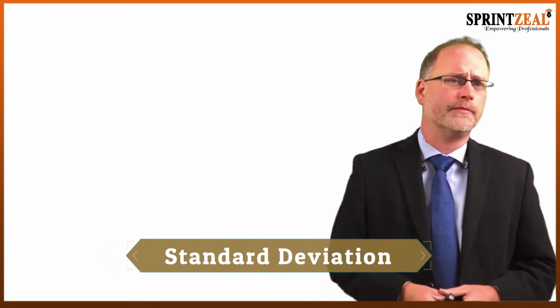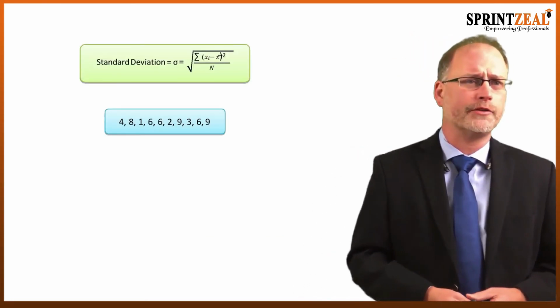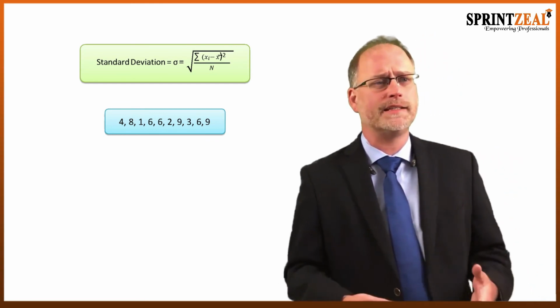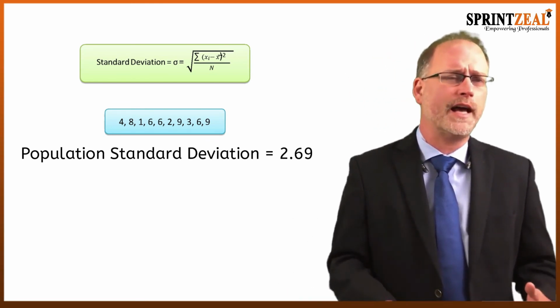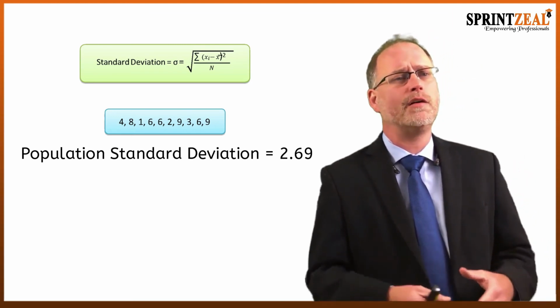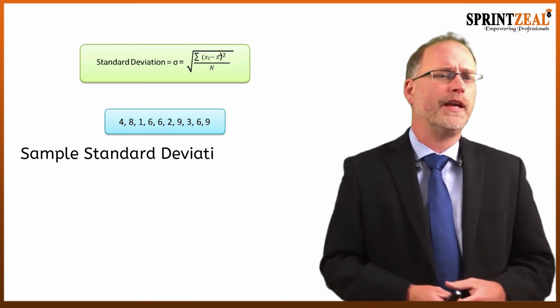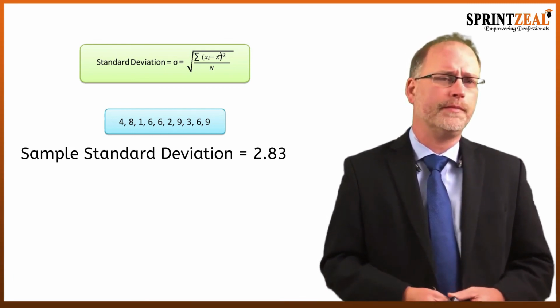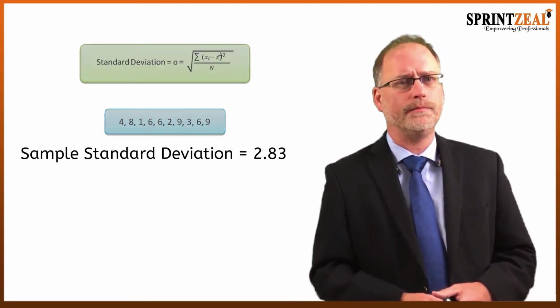So another measure of dispersion is standard deviation. Now standard deviation is just the square root of our variance. Using that same data set, we can see that the population standard deviation is 2.69, because we'll be using the Excel formula listed here. Now our sample standard deviation is 2.83 using the sample standard deviation formula in Excel.